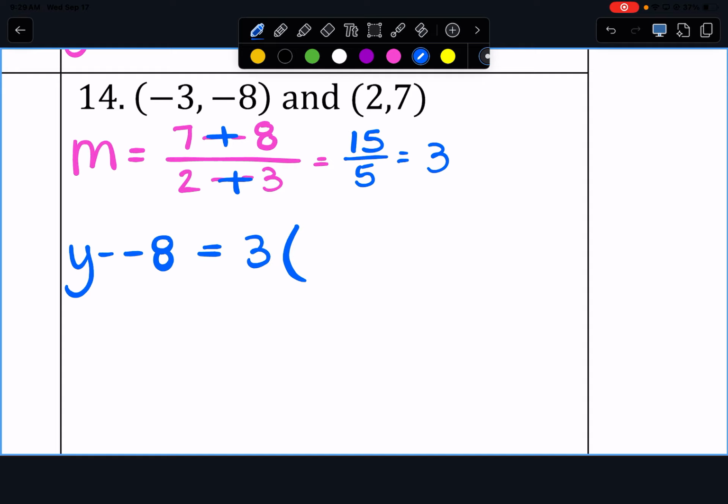Wait, so if we put either one of those, it equals. Mm-hmm. Both of them will work, because you're using both of them to create the slope, so they're both on the line.